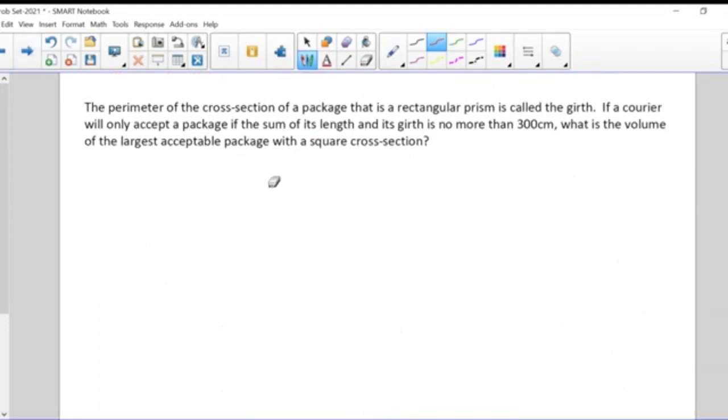This question. The perimeter of the cross section of a package, and not that the figures are necessarily the same figures that Canada Post uses, but they do talk about girth when they are determining whether a package can be shipped with them, right? And here's how this works. The perimeter of a cross section of a package that is a rectangular prism is called the girth. For courier, we'll only accept a package if the sum of the length and its girth is no more than 300 centimeters. What is the volume of the largest acceptable package with a square cross section?